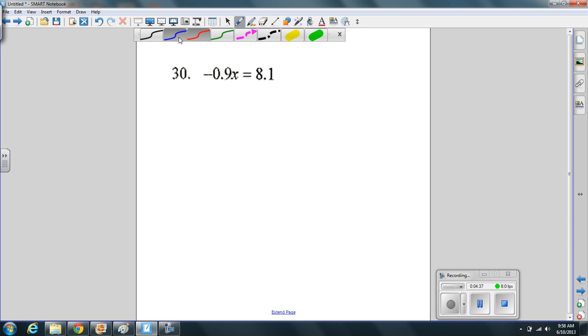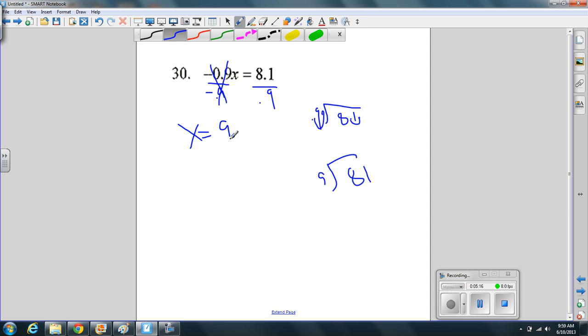Number 30, yay, more decimals. We're going to divide both sides by negative 9/10. That will isolate x. These cancel, leaving me with x. All right, if we make our division, 8 and 1/10 divided by 9/10. Remember, the divisor here on the outside needs to be a whole number. So I move this decimal one place to the right. That means I move the dividend one place to the right. So I really have 81 divided by 9, and that gives me an answer of x equals 9.